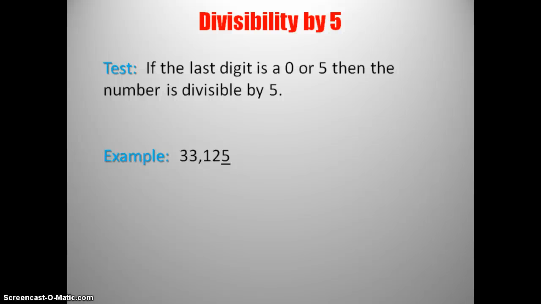Next, we have divisibility by 5, and again, here you just have to look at the last digit, and if that last digit is a 0 or a 5, then the number is divisible by 5. So in the example, you have 33,125, and since that last digit is a 5, you know that entire number is in fact divisible by 5.